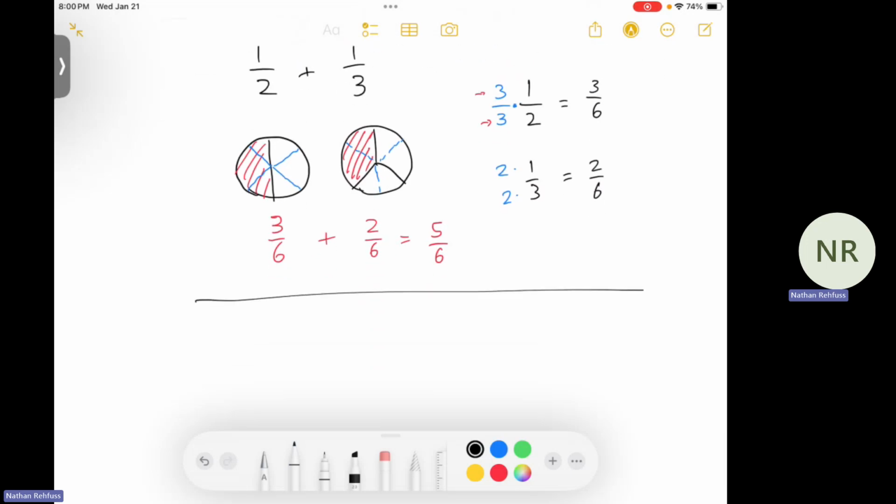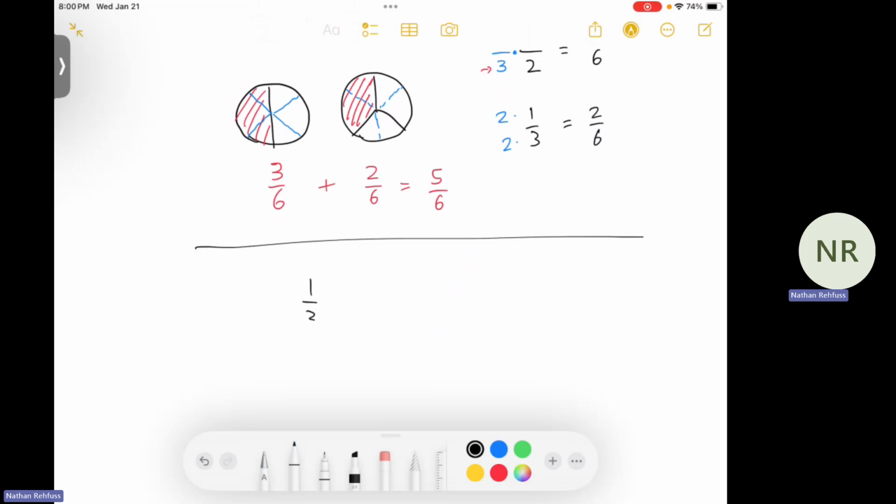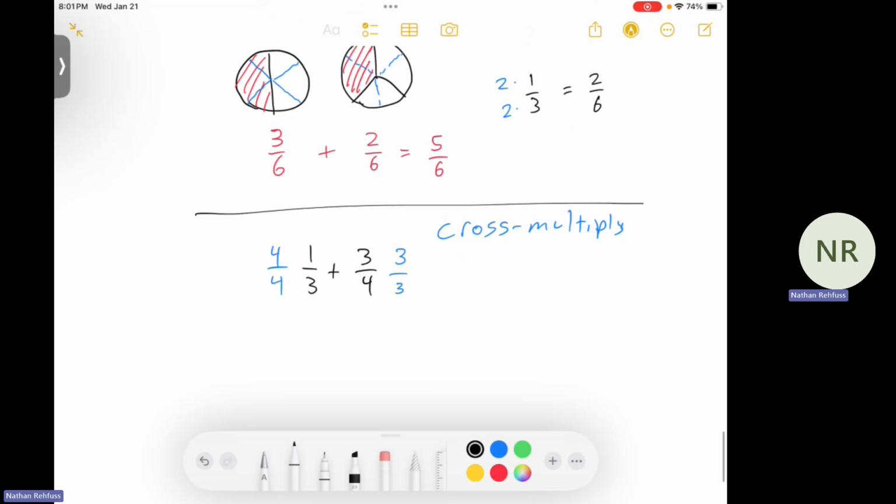So again, but a little bit faster, if I had to do 1/3 plus 3/4, I would get a common denominator by cross multiplying. I would take the denominator 4 and put it over here. Take the denominator 3 and put it over there. 1/3 is the same as 4 times 1 over 4 times 3. 3/4 is the same as 3 times 3 over 4 times 3. Both pizzas are in twelfths, and 4 plus 9 is 13. So we ate 13/12. That's called cross multiplying.